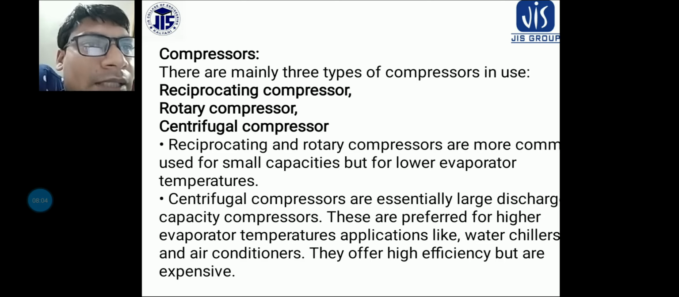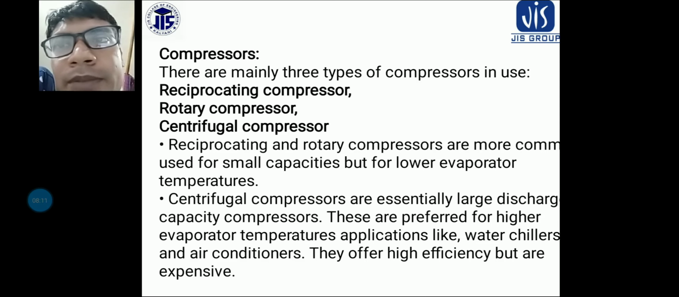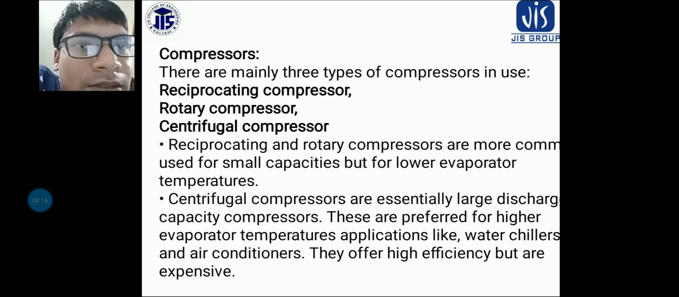There are mainly three types of compressor. So you can say that there are mainly four types of compressor. Here screw compressor is not given. So reciprocating compressor, rotary compressor, centrifugal compressor. These are the main three types of compressor, and screw compressor is also there, but it is not shown. Okay, so basically these three compressors are very important, that is why they are given here.